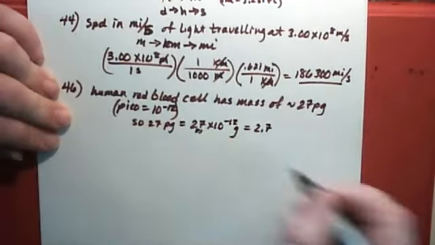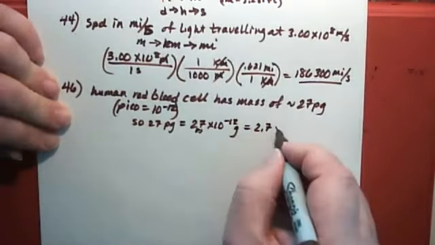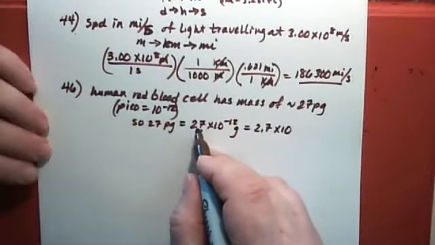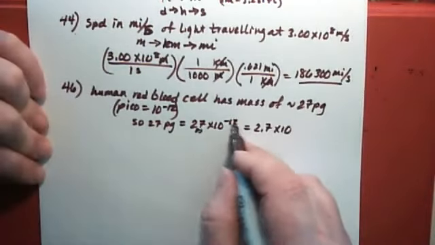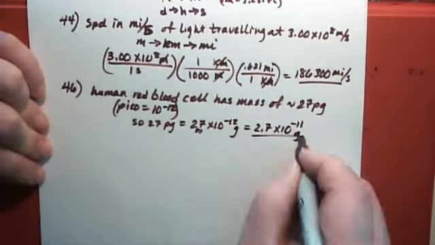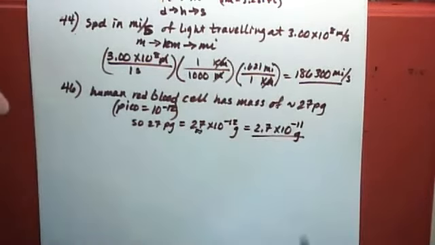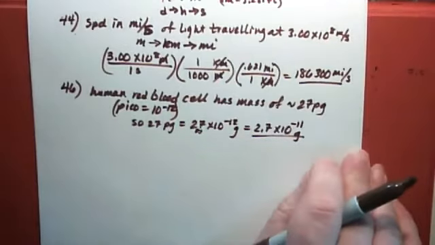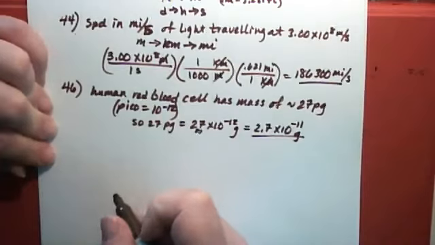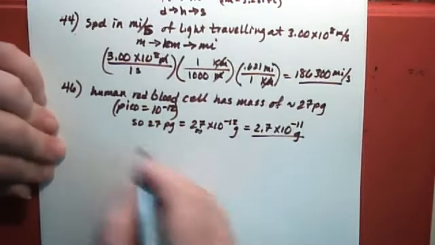2.7 times 10. And we made this part of the number smaller by moving the decimal point, so you have to make the exponent bigger. That'll be minus 11 grams. So that's the mass of the red blood cell in grams. And what are they actually asking us? What is the mass in kilograms?